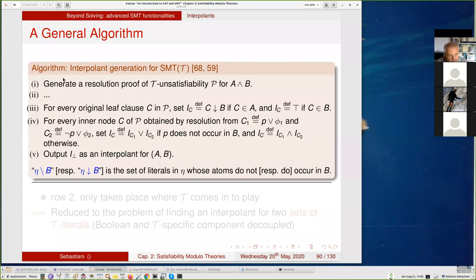So the idea is to generate a resolution proof of theory unsatisfiability of A and B. But that's exactly what we already have, right? The SAT solver inside the SMT solver can produce, if we track it, a resolution proof of unsatisfiability where the root is false, of course, and the leaves are either original clauses or theory lemmas.